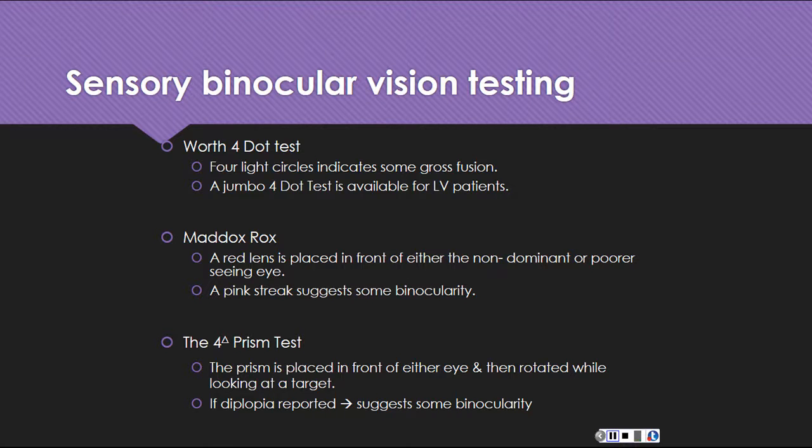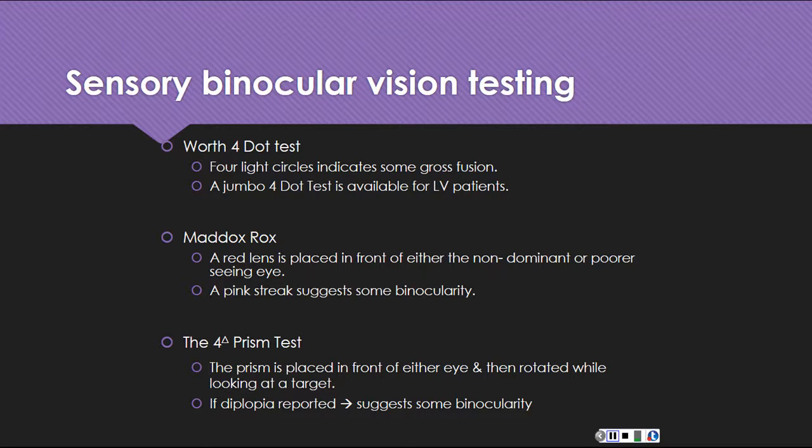if you're able to elicit even just a little pink streak, then you know that there's at least some vision coming through that, and that'll contribute to a positive sign of some level of binocularity. It's there, it doesn't quantify it, but at least gives you that there's some binocularity present.